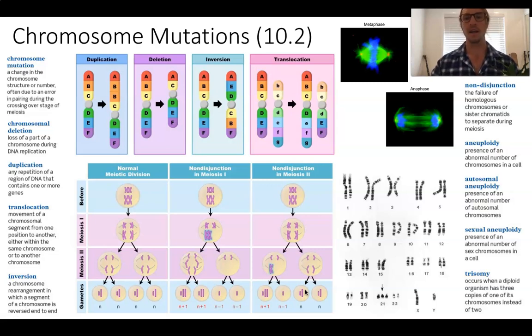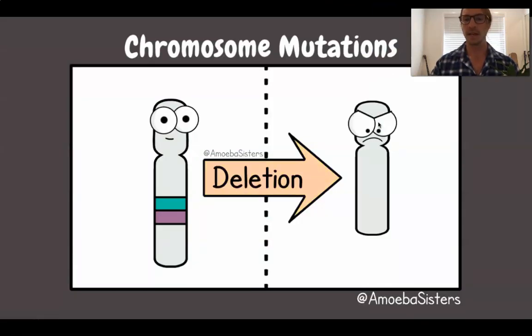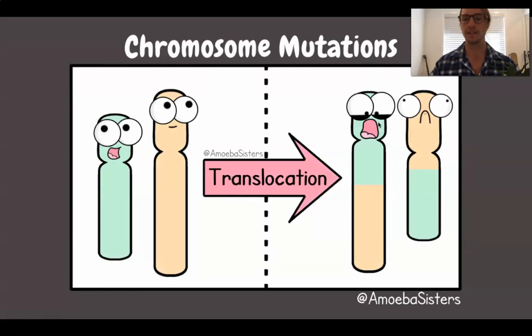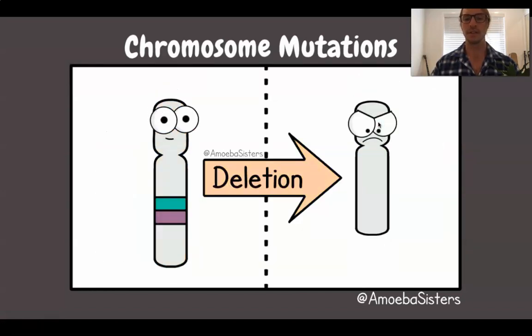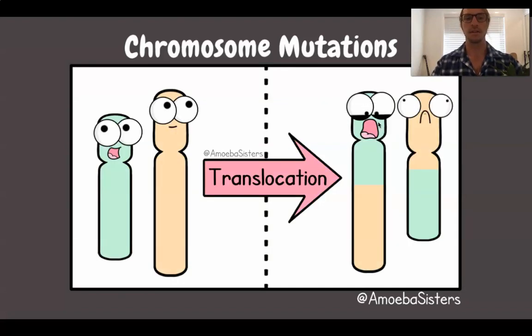Let's look at another Amoeba Sisters GIF, just showing what we spoke about in this first section here. So we can have duplication, deletion, inversion, or translocation. Changes in chromosomes. I'll let that play through another time.